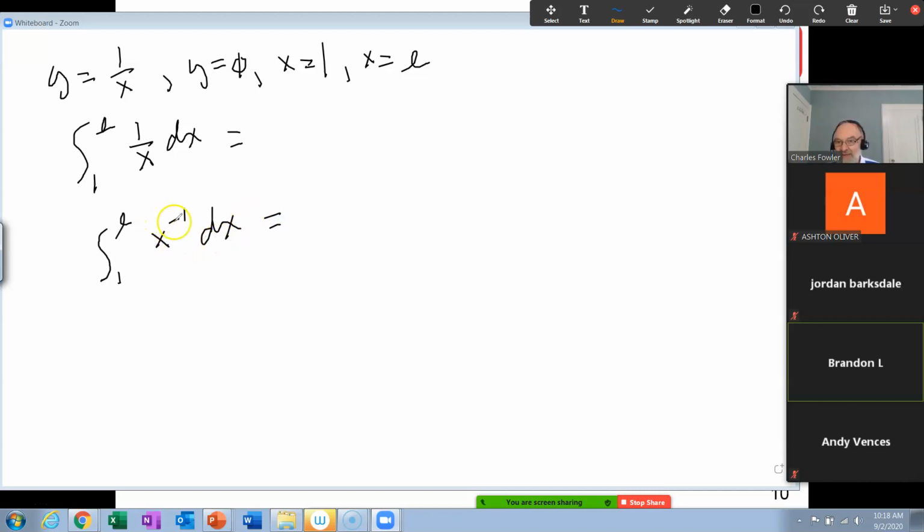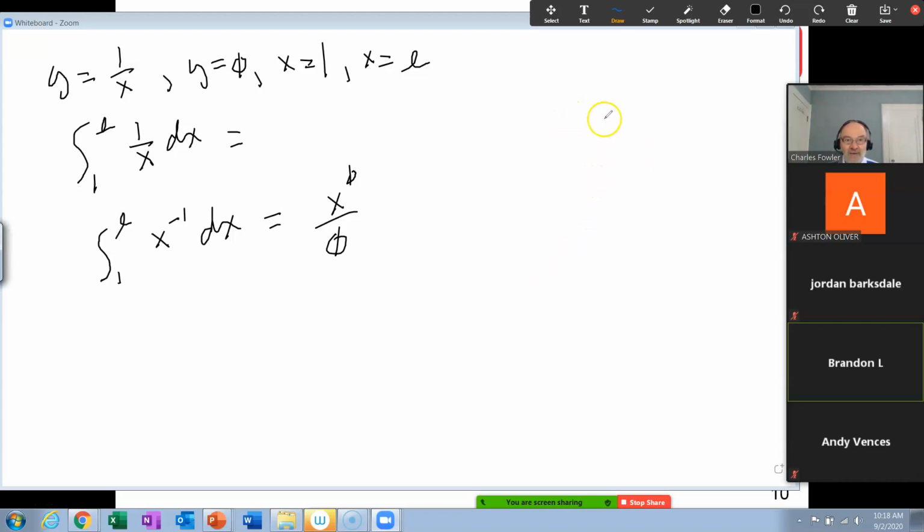you would have this, you increase this by 1, that would be x to the 0, and then you divide it by that new exponent, 0. Nope. Okay, you took a derivative of it, kinda. The derivative of x to the minus 1 would have been x to the minus 2. We're not doing derivative, we're doing antiderivative. So this is a no-no.